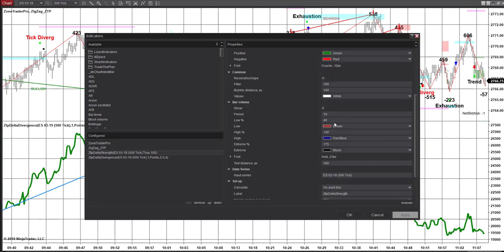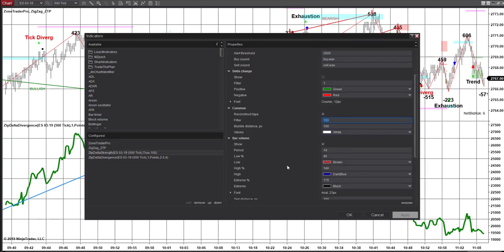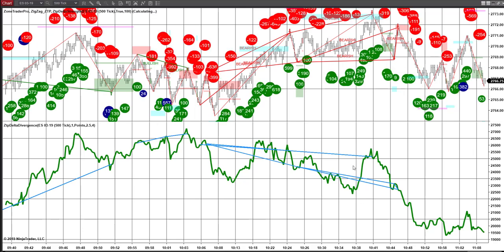and I am filtering for contracts of 100 or more. And all of a sudden we see all these green dots and red dots on the chart, and you're like, well, that's a lot of information.